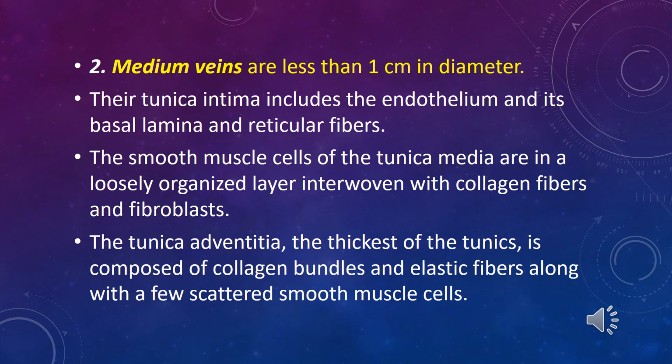Muscular medium veins include smooth muscle cells, collagen fibers, and fibroblasts, and non-muscular medium veins do not include smooth muscle cells, or only collagen fibers and fibroblasts, which are cells of connective tissue. And the third part, tunica adventitia, is thicker and includes a few blood vessels. These will be vasa vasorum.